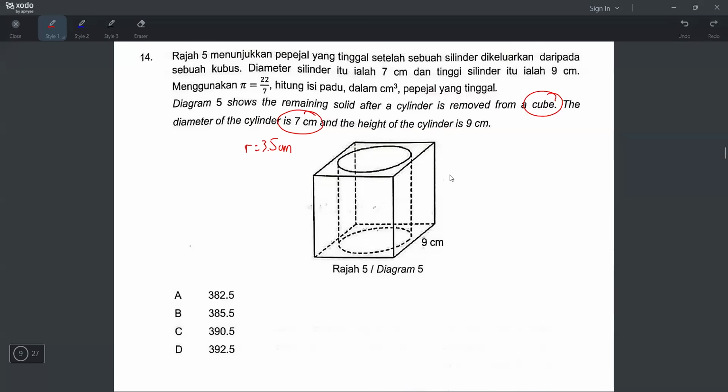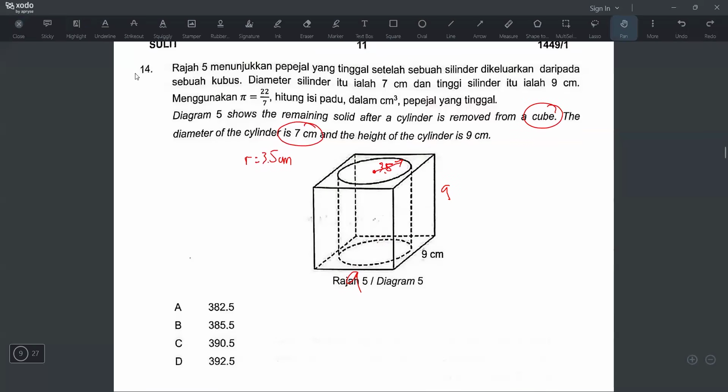Okay, the height of the cylinder is 9. That means the height of the cylinder and the height of the cube is the same. All right. So now we know this is a cube, so all sides will be 9, and we also have the radius of the cylinder, 3.5. And then wait, why did the question never ask? So what do they want to find? This is just a statement. They never say what they want to find.